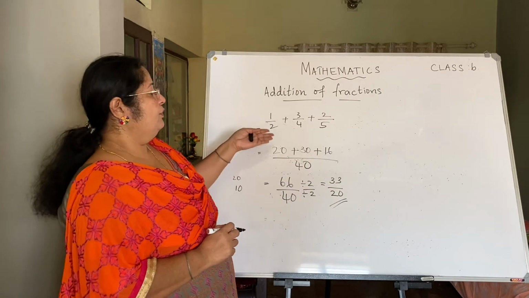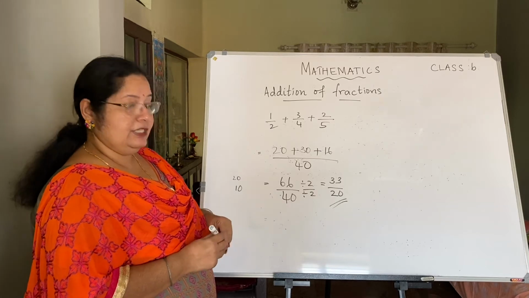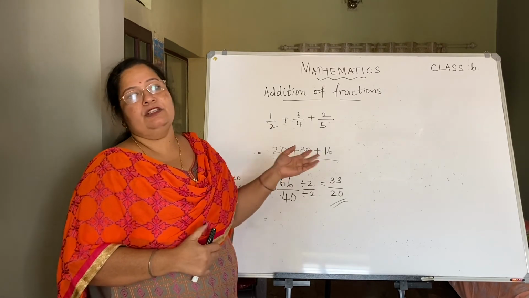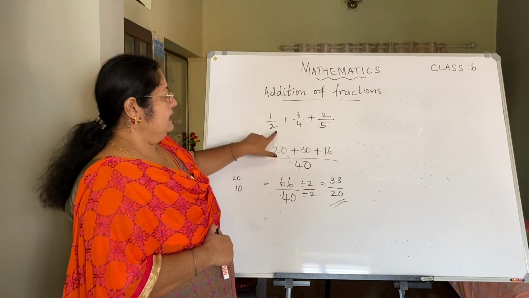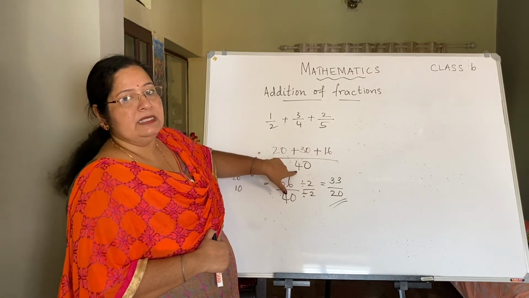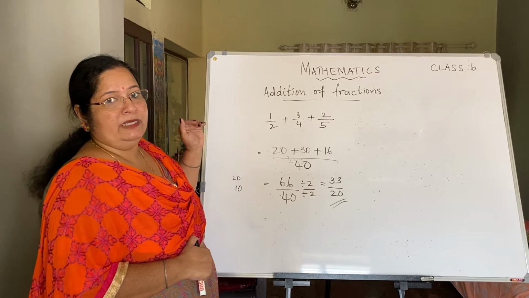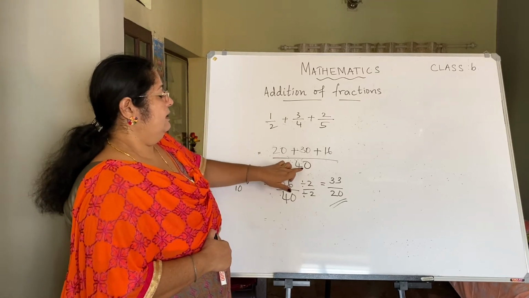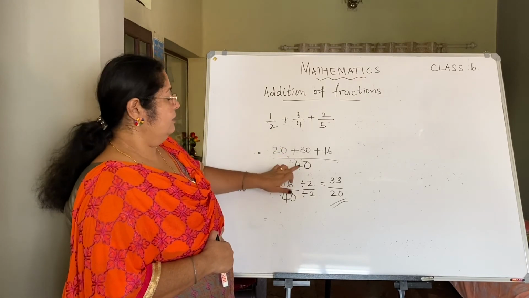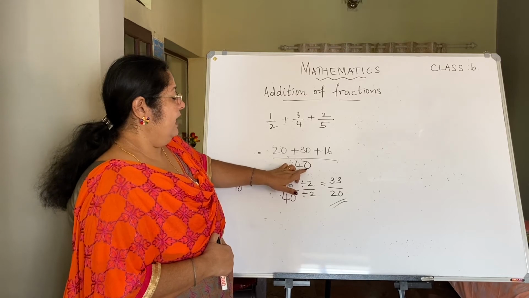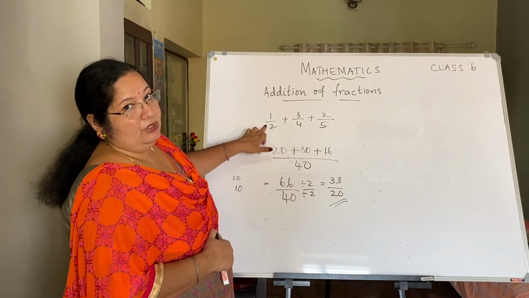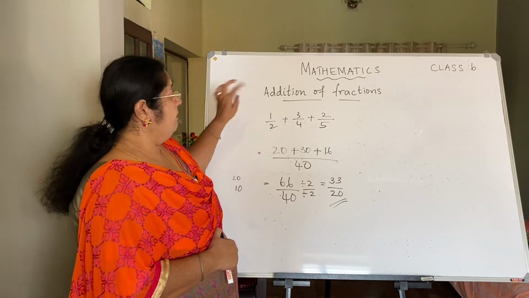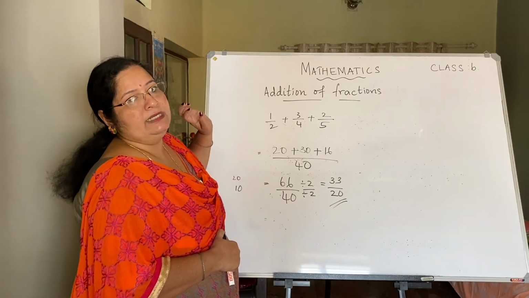So this is how you add 3 fractions. 3 or more fractions, if you are asked to add, you can go by this method. What you do there? The denominator is the product of the denominators. Now how to get the numerators? First numerator, you will get it by dividing this denominator with the denominator of the first fraction. What quotient you are getting there, multiply that with the numerator.